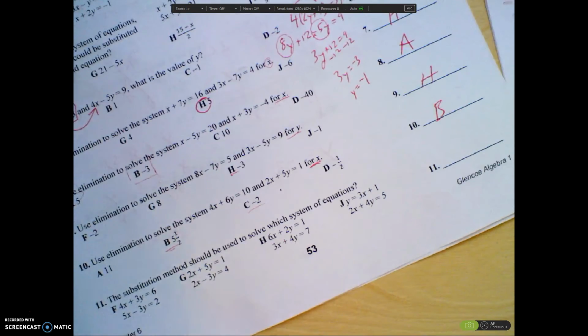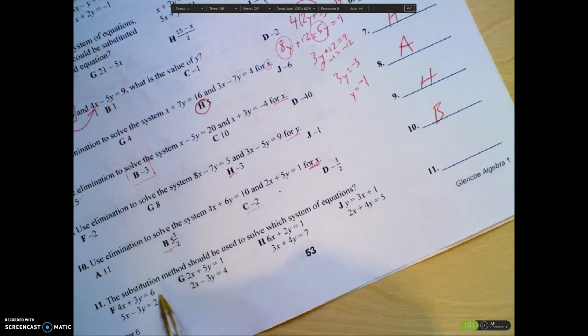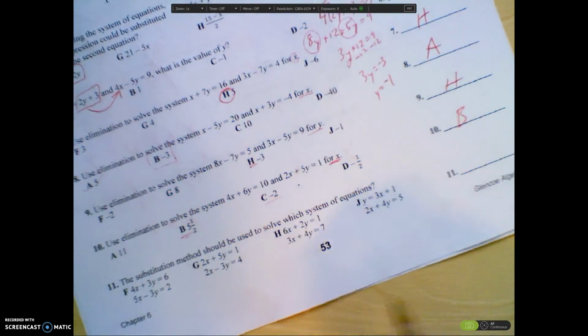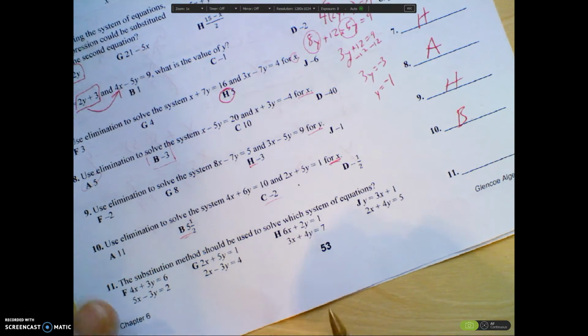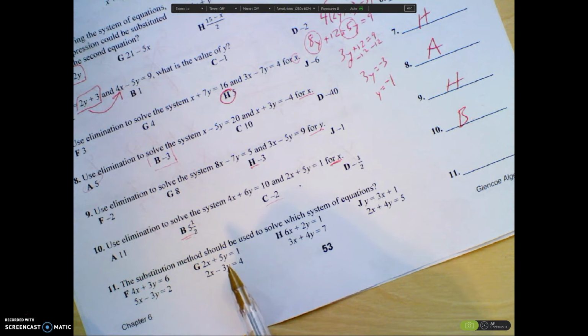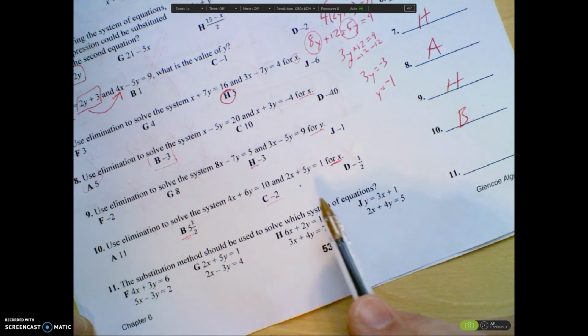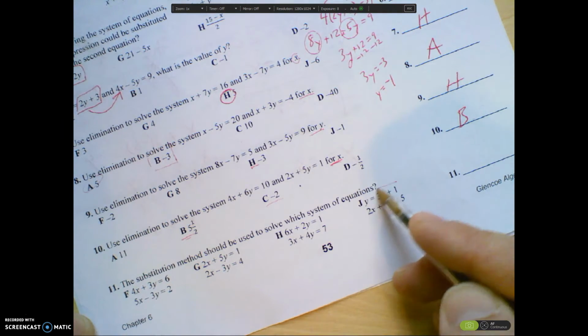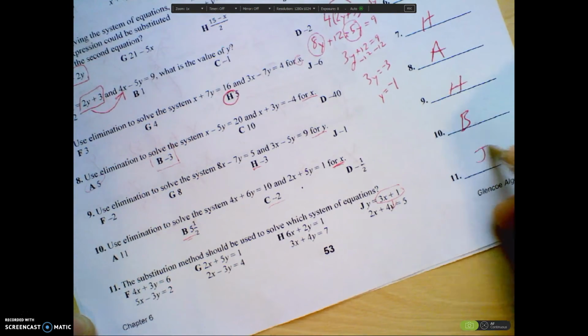All right, let's take a look at 11. The substitution method should be used to solve which system of equations? So we're looking at this one, and again, we're looking for one of the equations that's either already solved for x or y, or the coefficient on x or y is 1. And so this would be a good elimination, not substitution. Same thing here. This would be a good elimination because they have the same coefficient. Here, this would definitely have to be an elimination by multiplication. And then this last one's already solved for y, so we would substitute that right there, and J would be our best choice for substitution. All right, let's move on.